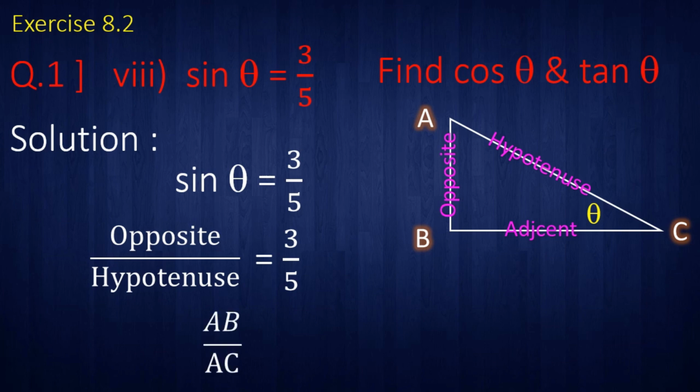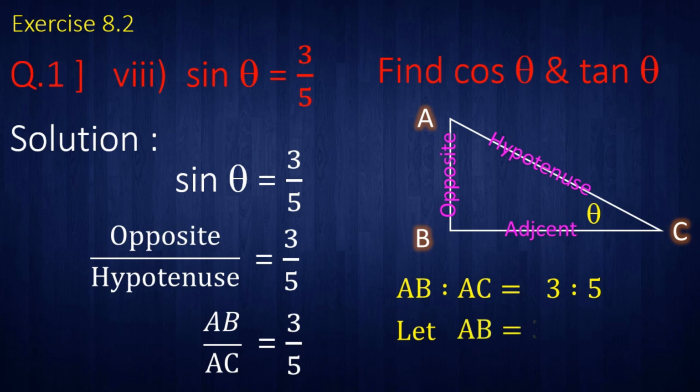Opposite side name is AB and hypotenuse side name is AC, which is equal to 3 upon 5. AB ratio AC is equal to 3 ratio 5. Now let's make it original. AB is equal to 3K and AC is equal to 5K. Show the values in the figure. AB is equal to 3K and AC is equal to 5K. Thus we have to find BC.